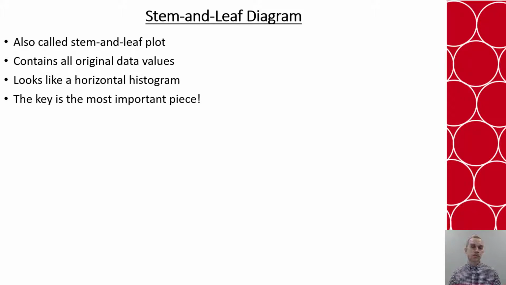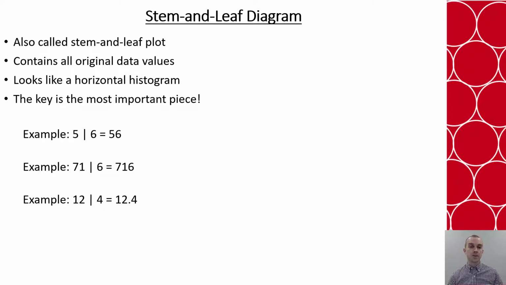One of the most important pieces of the stem and leaf diagram is always the key. You have to be able to read the key to know what the numbers mean. For example, maybe you see a key where it says 5, then the vertical bar, and then 6, and that means 56. However, that's not the only way it could be read. It doesn't have to be the 10s and the 1s. It could be something like 71 on the left side and then 6 on the right, and that's 716. Or maybe that's a 12 and then on the other side a 4, and that means 12 and 4/10. Or maybe even 8 and then 7 means 8,700.